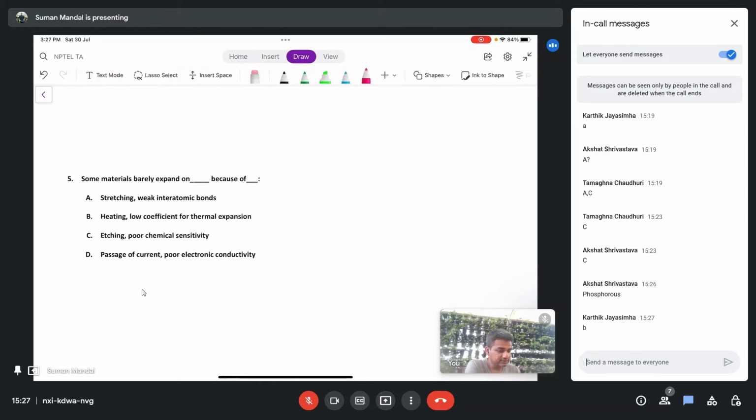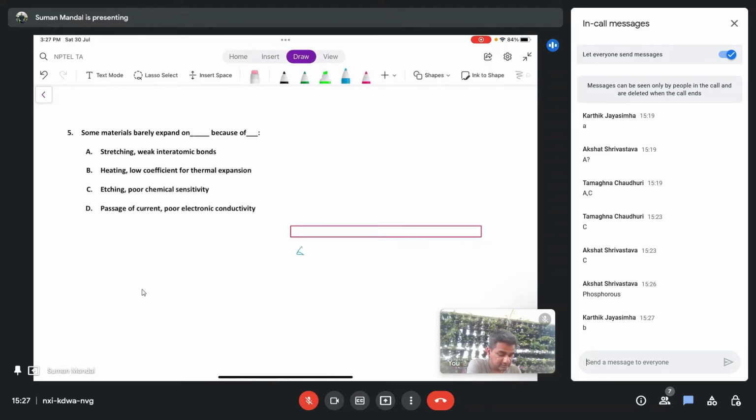So let's say we have a material. The length of this material is L. Now it can be stressed, heated, or etched, or have a passage of current. So let's say it increases in length by dl.